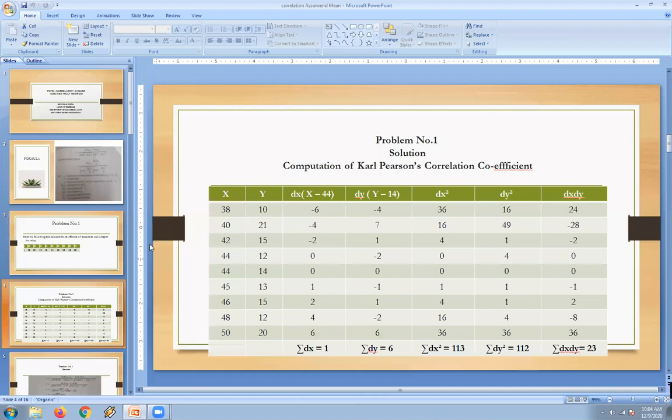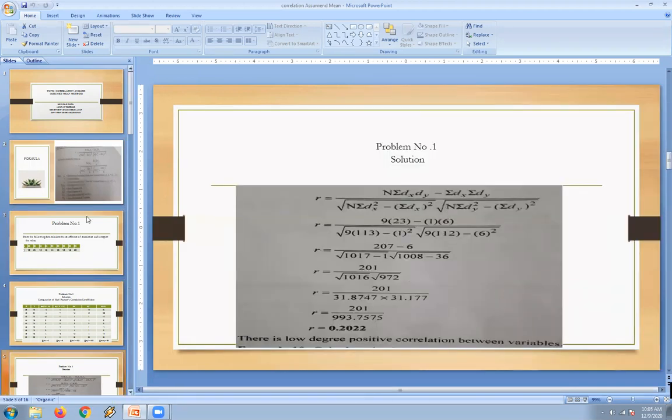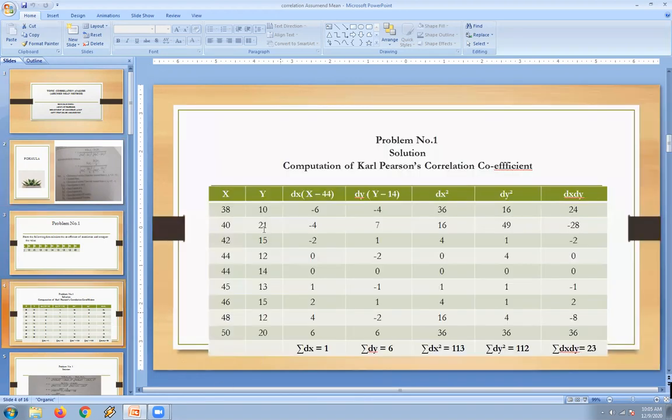So just by seeing the formula, you should decide how many columns have to be taken. Here, we have adopted the first kind of formula. So for dx and dy, one column will be there: sigma dx one column, sigma dy one column, dx square, dy square, then sigma dx dy. So in total we'll have the actual values of x and y, then dx, dy, and then dx square, dy square, dx into dy.